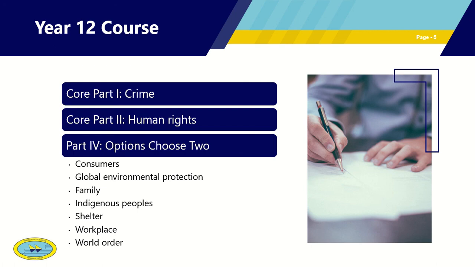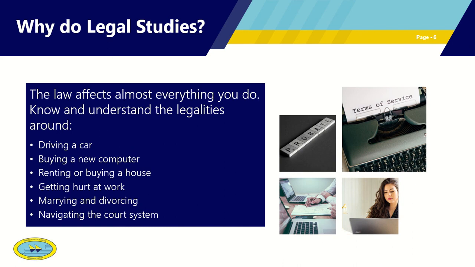World order is more of an international perspective, looking at conflict across the globe, especially in the more recent years, since the end of the Cold War, the role of the United Nations and also international courts, and certainly a contemporary look at how disputes are resolved around the world today.